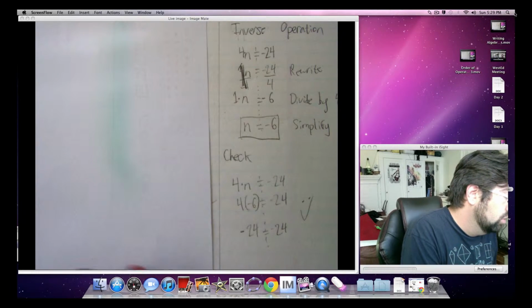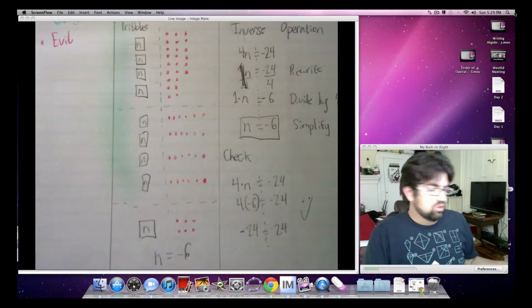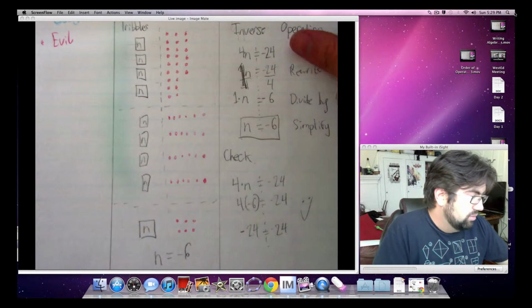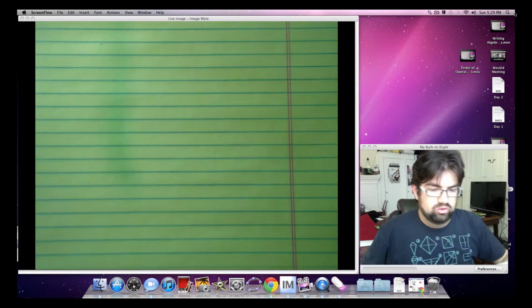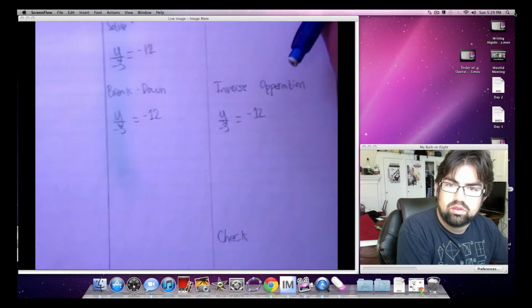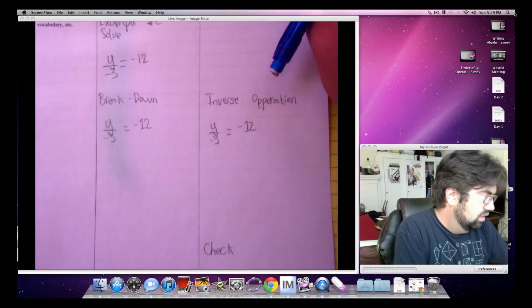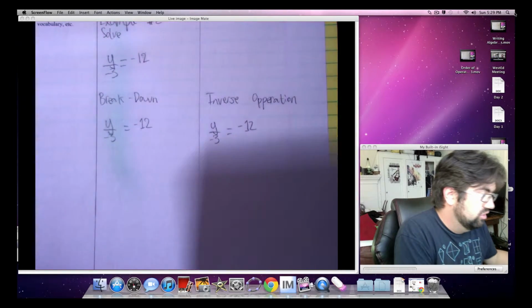All right. So that's all there really is for these types of problems. So that's example number 1. So example number 2. We're going to be doing this one 2 different ways as well.